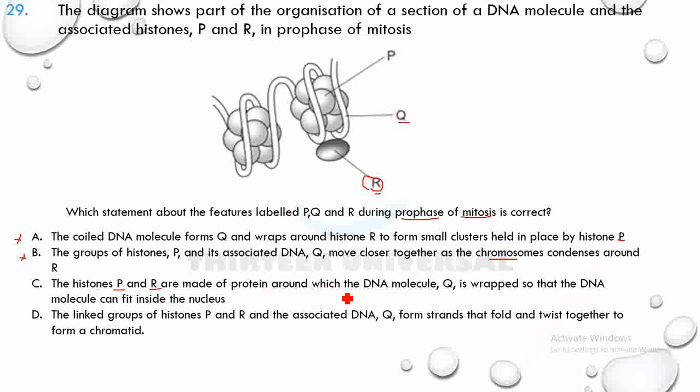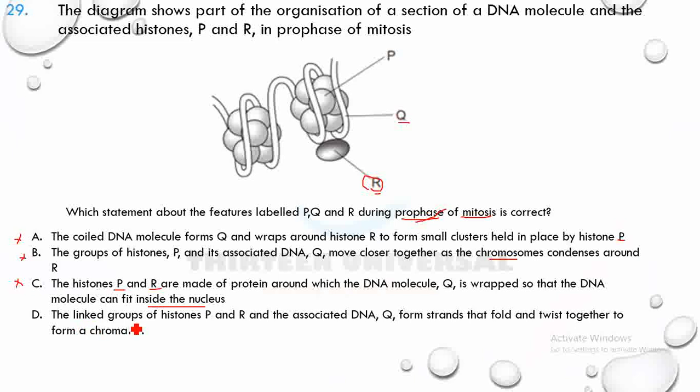C says the histone P and R, they are both histone, are made of protein around which DNA molecule Q is wrapped so that the DNA molecule can fit inside the nucleus. Now this is correct, but that doesn't happen during prophase. Remember that we're looking at what happens during prophase, okay? That's why it's wrong.